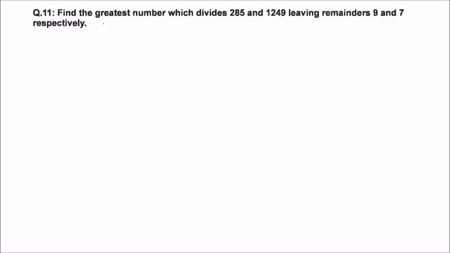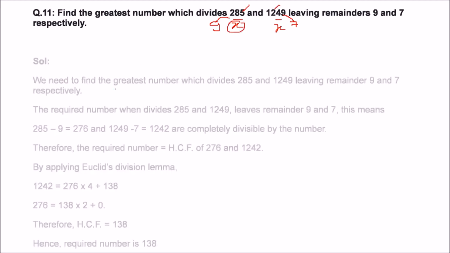The next question is the greatest number which divides 285 and 1249, leaving remainder 9 and 7 respectively. So we have already seen a question like this. What we have to do here is, if we divide 285 by x and 1249 by x, the remainder here will be 9 and here will be 7. So we subtract 9 from 285 and 7 from 1249. Then the number x is going to divide them both.